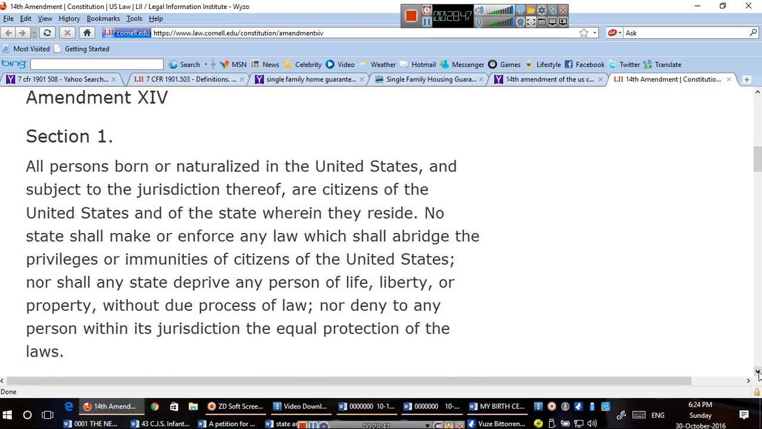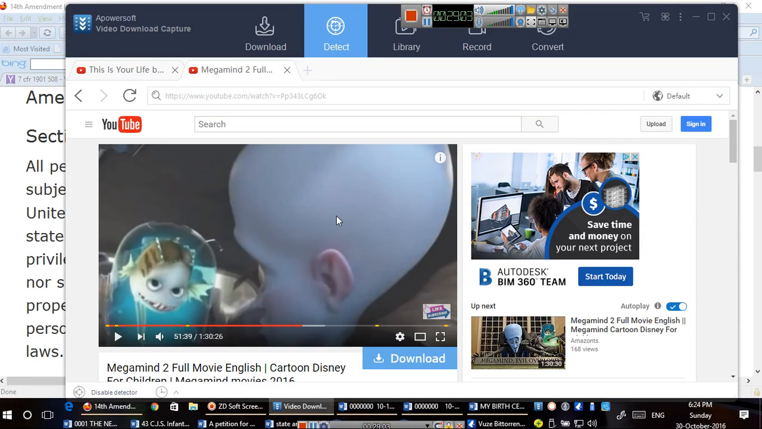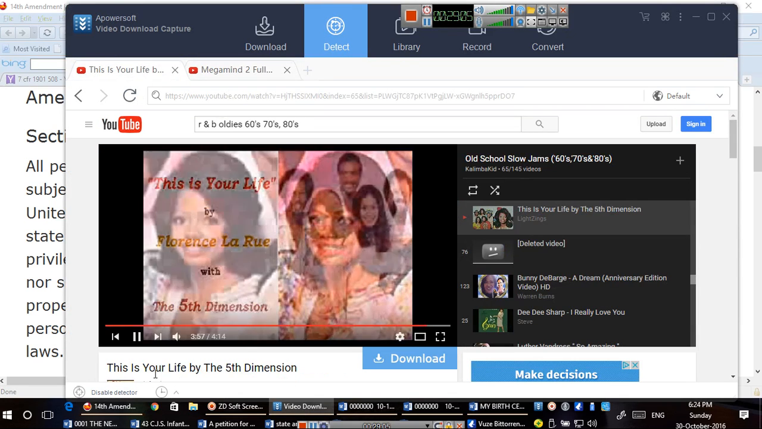Alright, this is Amendment number 14. Okay? The 14th Amendment. Section number 1. Pay attention, ladies and gentlemen. Let's see if we can walk this together. Y'all want to walk with me? All persons born or naturalized in the United States. Sorry, ladies and gentlemen, I gotta do this. I gotta show you who we're talking about.